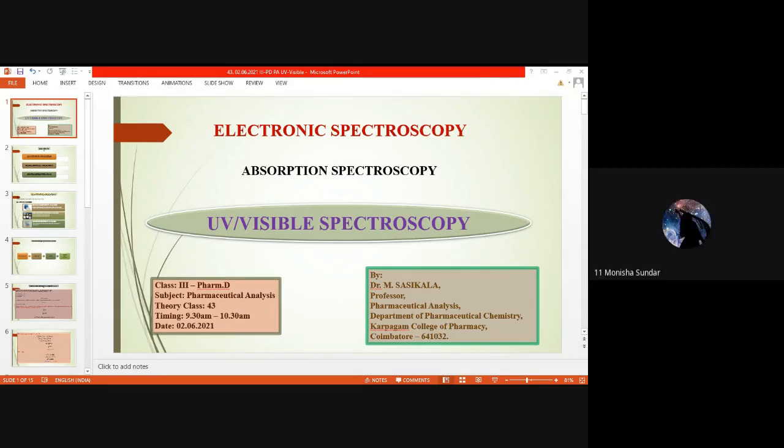Ma'am, detectors. Yeah, Monisha, proceed. Detectors convert radiation energy to electrical energy. In that, barrier layer cells or photovoltaic cells, photomultiplier tubes, photodiode arrays.